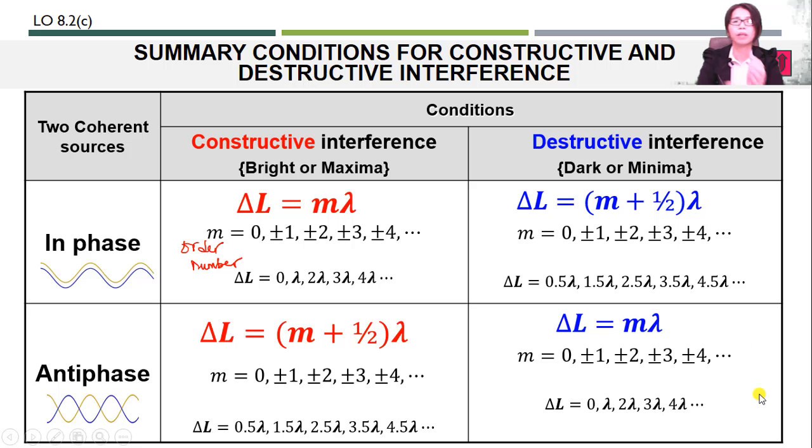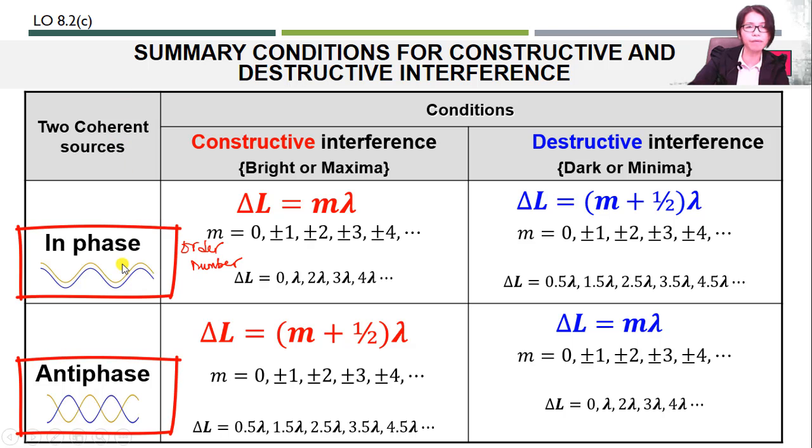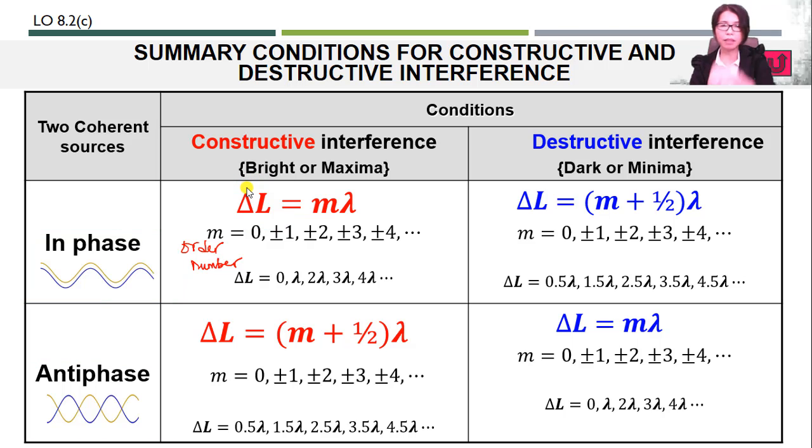Okay, so the conditions for constructive and destructive interference depend much more on whether our coherent sources are in phase or antiphase, and also the path difference between the two light sources when they meet at a particular point. When they satisfy this one, they will obtain a constructive interference. If they satisfy this one, then they will obtain a destructive interference. Alright, so this is the summary of the conditions for constructive and destructive interference in light.